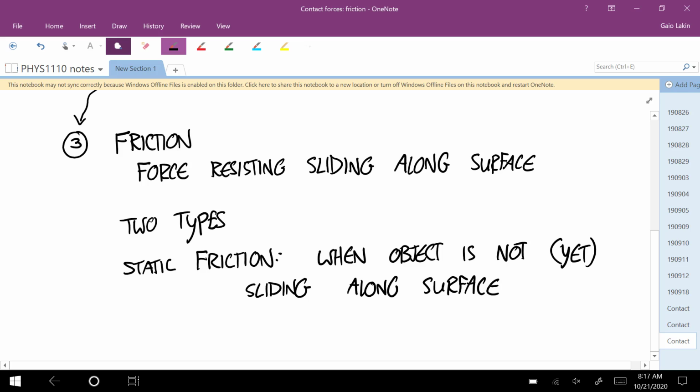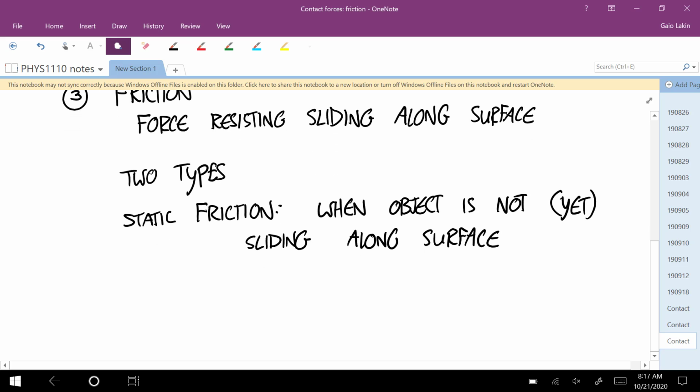An example of that would be if you have a big heavy box on the floor, and you start to push on it, it takes a second for it to start to slide. And until that moment when the box starts to slide, it's static friction that's fighting against your push to keep it in place. The other type of friction is kinetic friction, and that is when the object is already sliding along the surface.